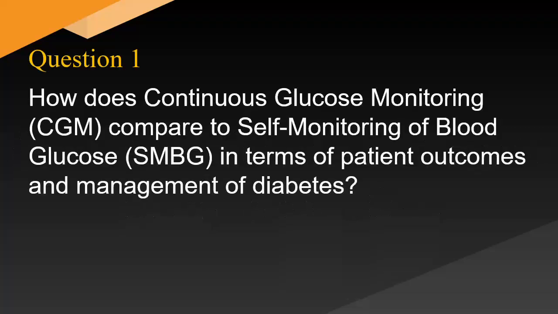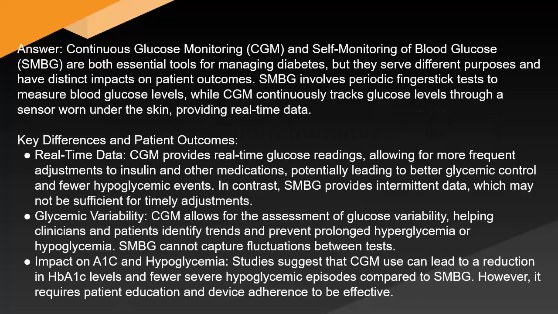How does continuous glucose monitoring (CGM) compare to self-monitoring of blood glucose (SMBG) in terms of patient outcomes and management of diabetes? Answer: continuous glucose monitoring (CGM) and self-monitoring of blood glucose (SMBG) are both essential tools for managing diabetes, but they serve different purposes and have distinct impacts on patient outcomes. SMBG involves periodic fingerstick tests to measure blood glucose levels, while CGM continuously tracks glucose levels through a sensor worn under the skin, providing real-time data.